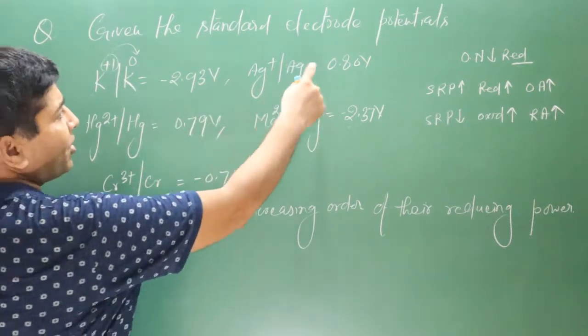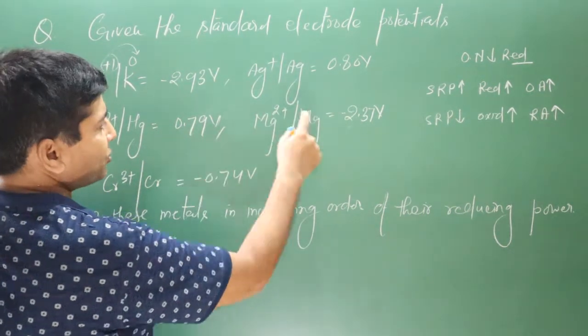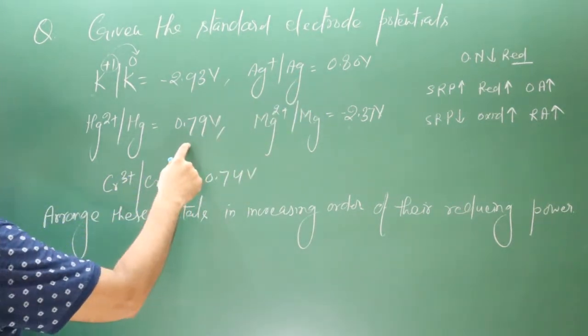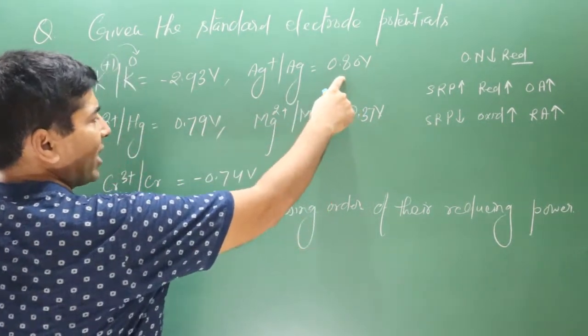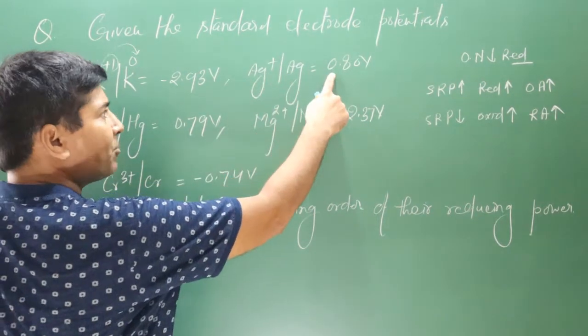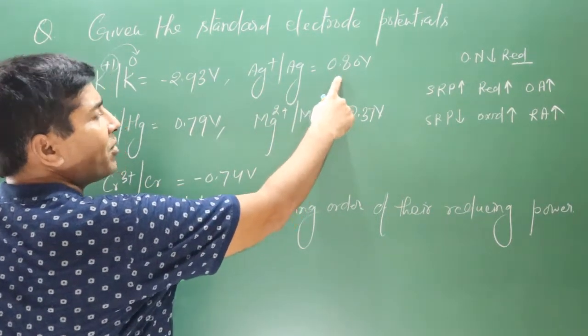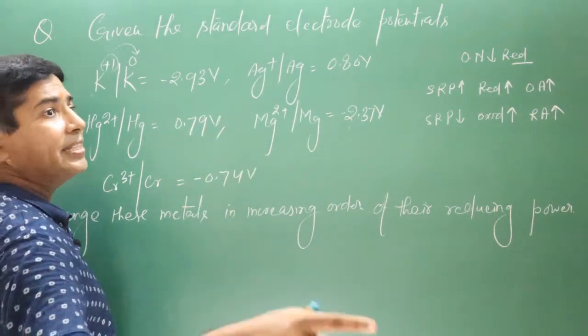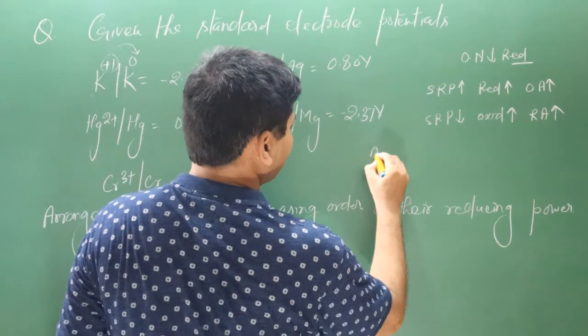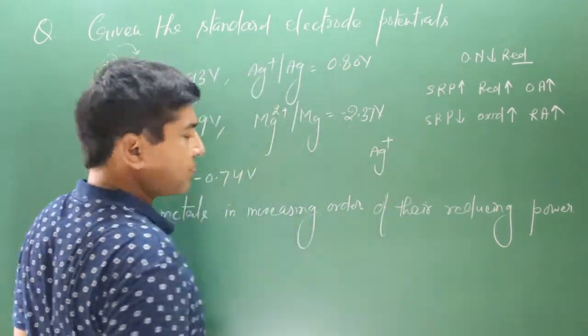Now pay attention here. Some values are negative, some positive. We have negative values, and these are the two positive values. So this is the largest value we have. We have to arrange these SRP values in the decreasing order so that their reducing character increases. So this is the largest value we have. Ag+ is having the largest value.